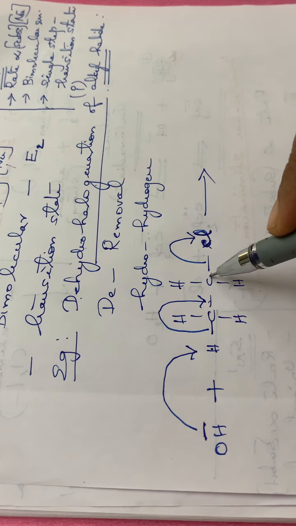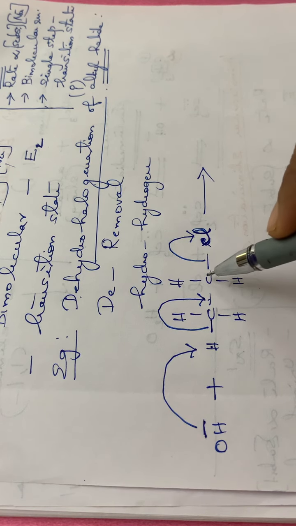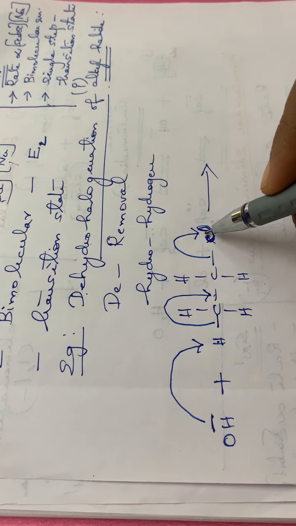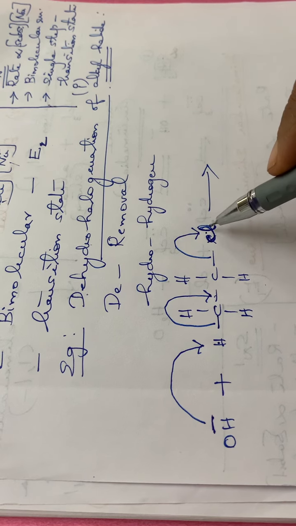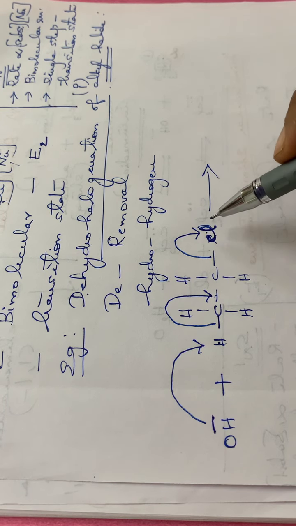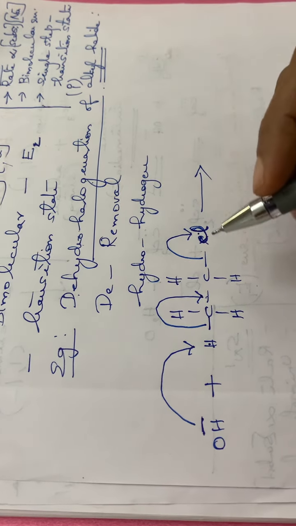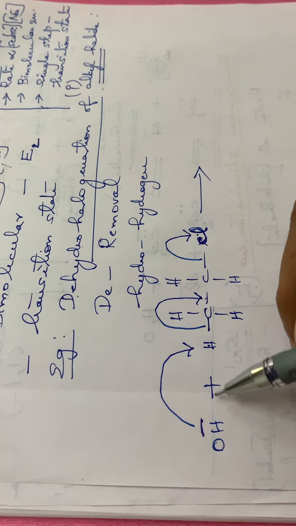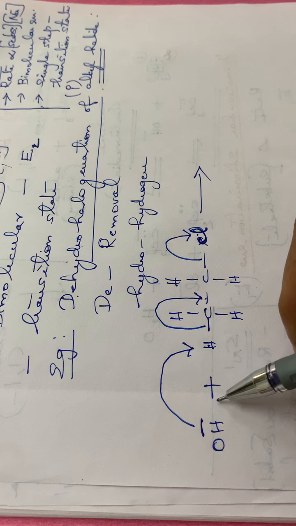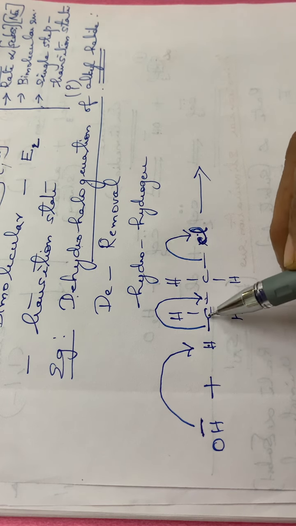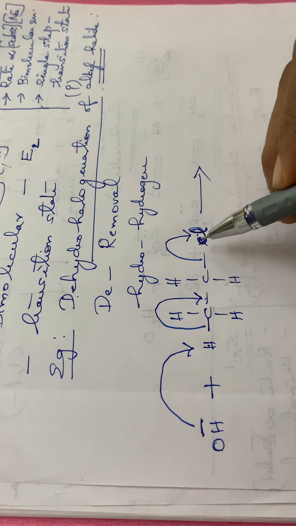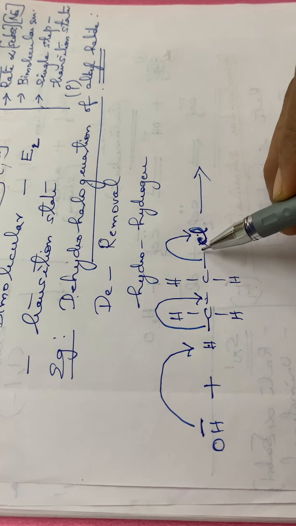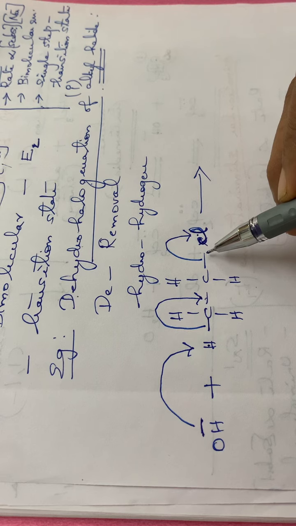Then there will be more electron density at this carbon atom. So in order to neutralize that, this electron pair will be shifting to this chlorine atom, and this chlorine will be eliminated as Cl minus. Here also a transition state is formed, that is, a bond making process is going on here and a bond breaking process here. Again, here a partial bond formation, and here a partial bond breaking.